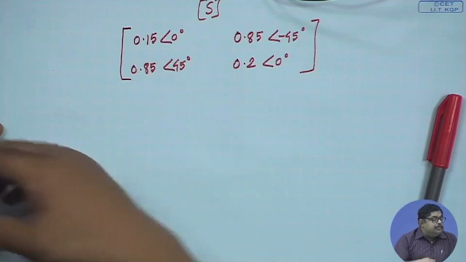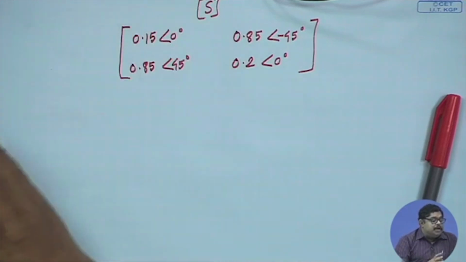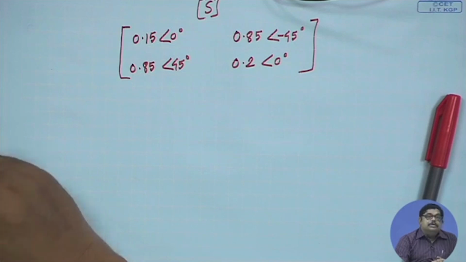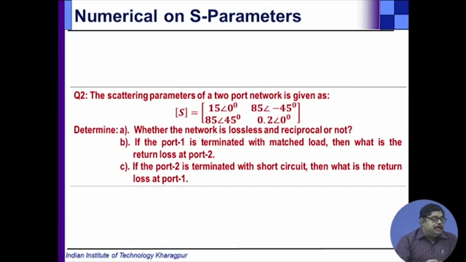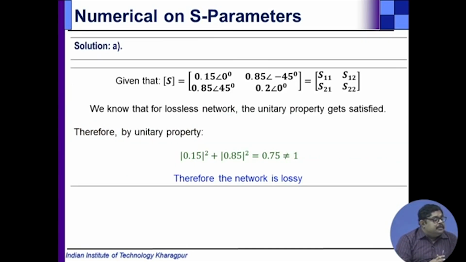Then it is said that if port 1 is terminated with a matched load, what is the return loss at port 2? And third part, if port 2 is terminated with a short circuit, what is the return loss at port 1? Okay. So, let us see the first part, here the S matrix is correctly written.